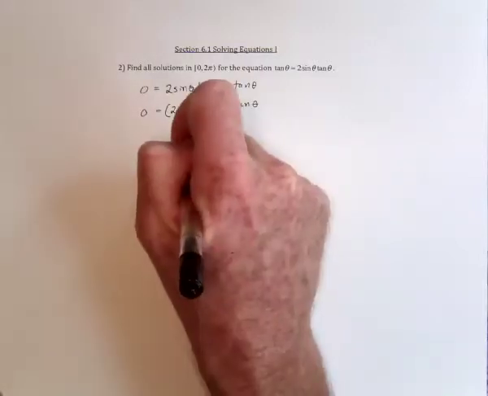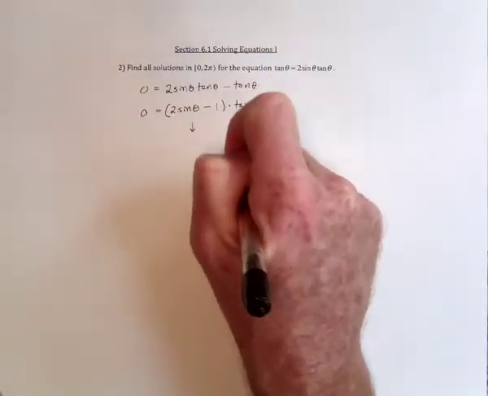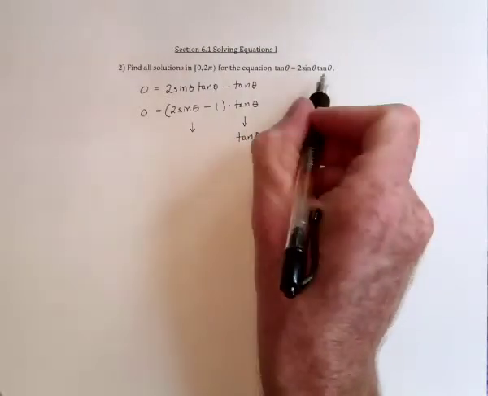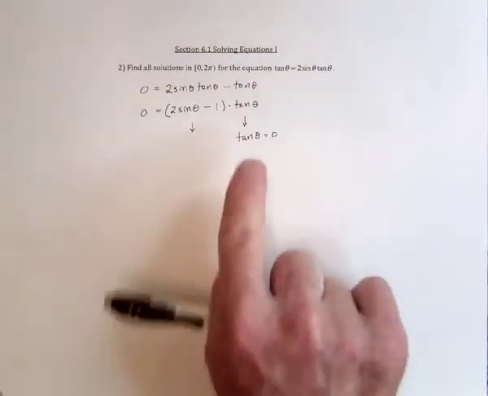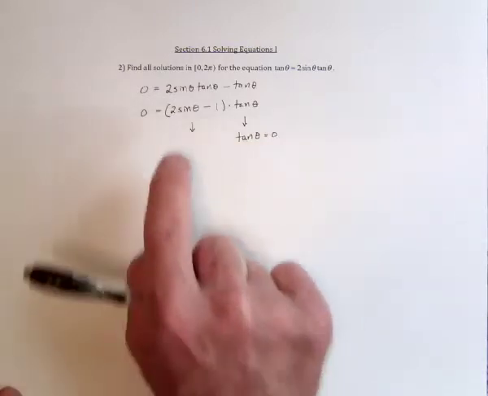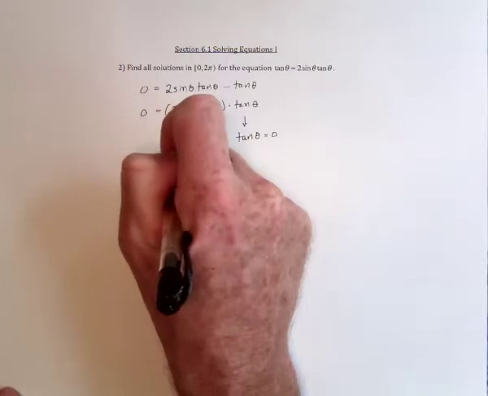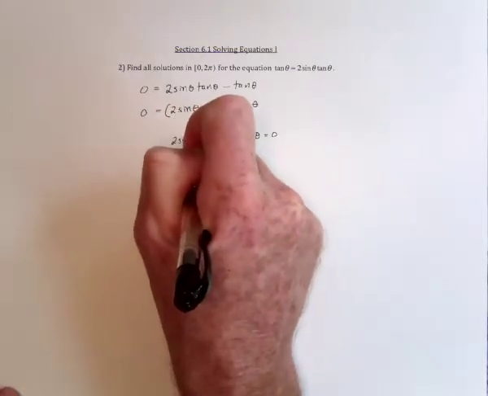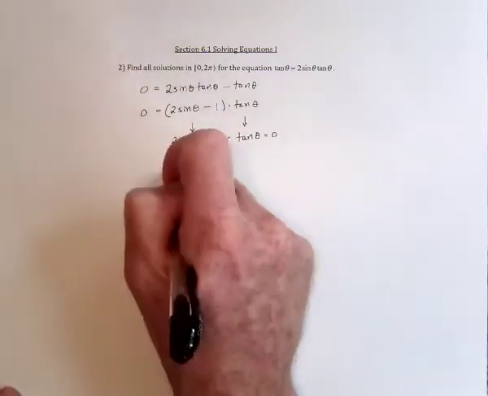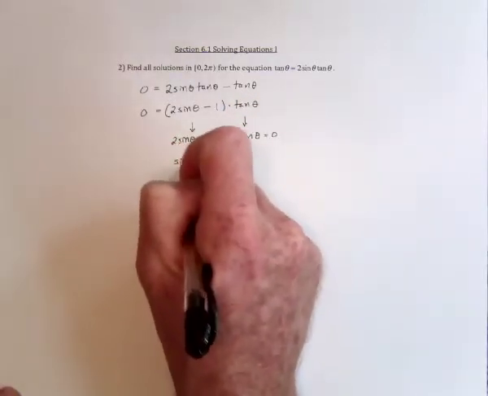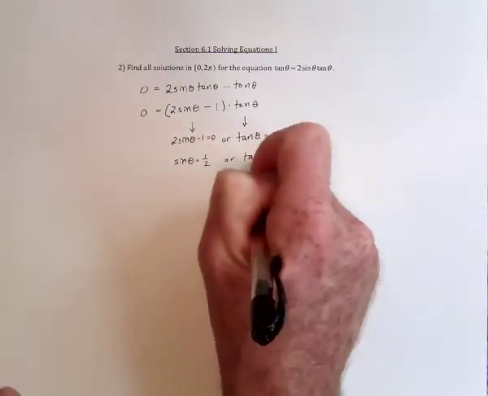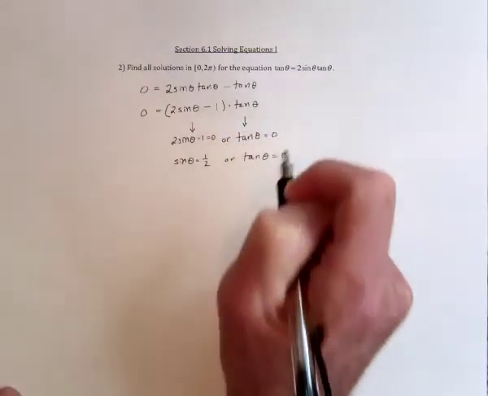And now set the two factors equal to 0. So this is what I was talking about right here. If you had divided that out, you would have been dividing by 0, and you would have been throwing away that answer, or answers. And set this one equal to 0. And so we've got that sine of theta is equal to 1/2, or tangent of theta is equal to 0.